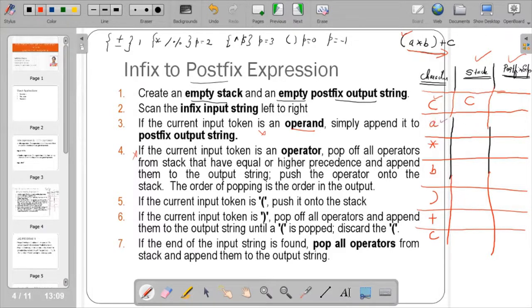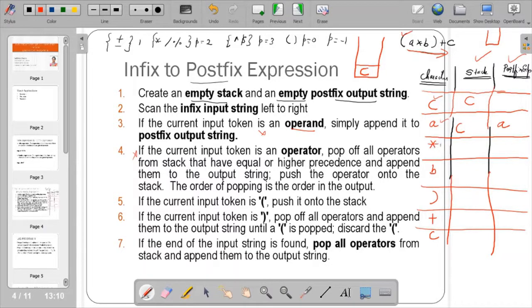Next, reading the next element from left to right, it is A. A is an operand. The stack contains the opening bracket itself. The actual stack representation is vertical, but here I'm showing it this way. The bracket I pushed is there in the stack, and whatever is in the stack you should repeat over here. But since we got an operand, I need to put it into the postfix expression. Next I got star.